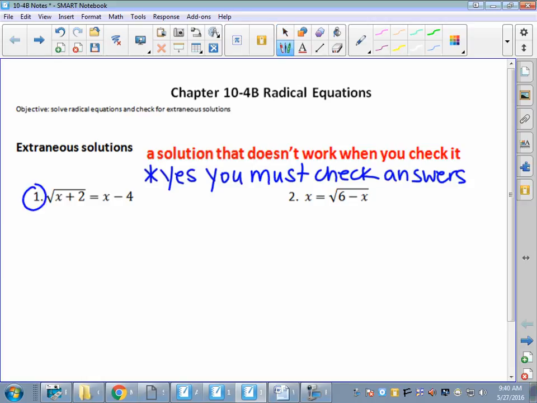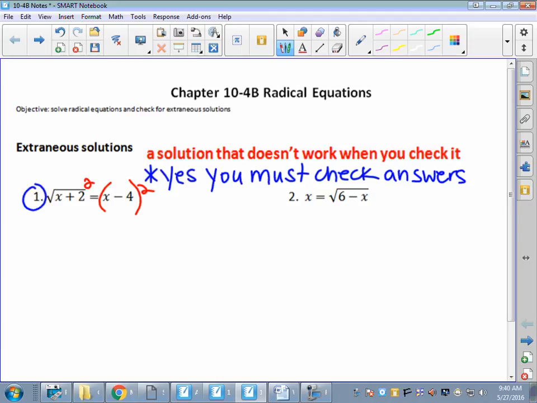So if I'm going to solve this equation, the square root of x plus 2 equals x minus 4, the first thing I'm going to think of is the last section where I said the first thing you have to do is isolate the radical. Is the square root sign all by itself on the left-hand side of the equation? It is, right? So we're ready to just go ahead and get rid of that by squaring both sides.